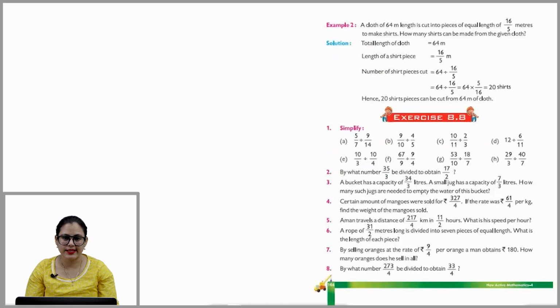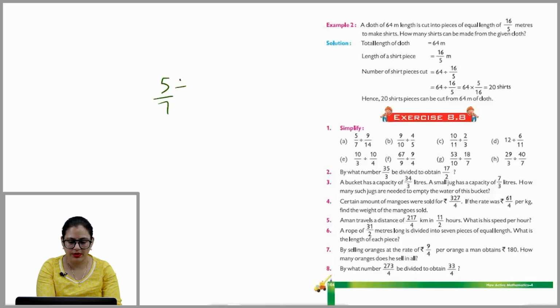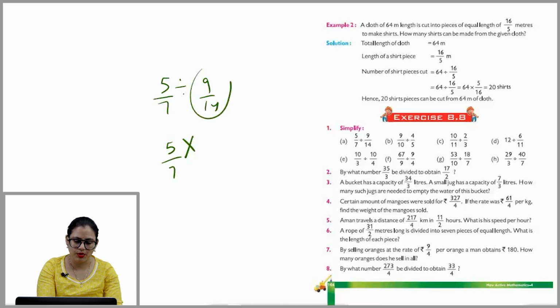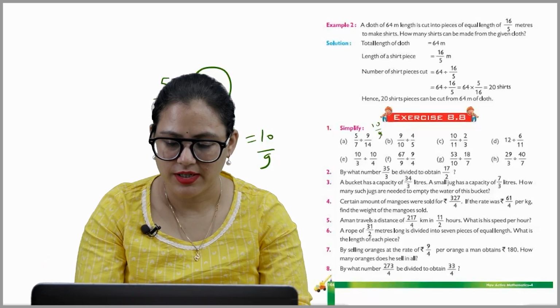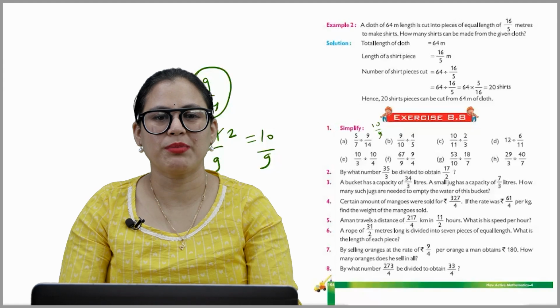Let's do exercise 8.8. Simplify 5 by 7 divided by 9 by 14. 5 by 7 multiplied by the reciprocal of this number, 14 by 9. 7 ones are 7, 7 twos are 14, 5 twos are 10 by 9. So 10 by 9 is the answer, right students? Now you will practice the remaining questions.